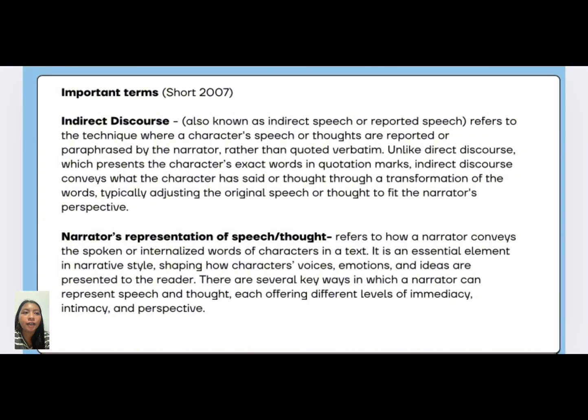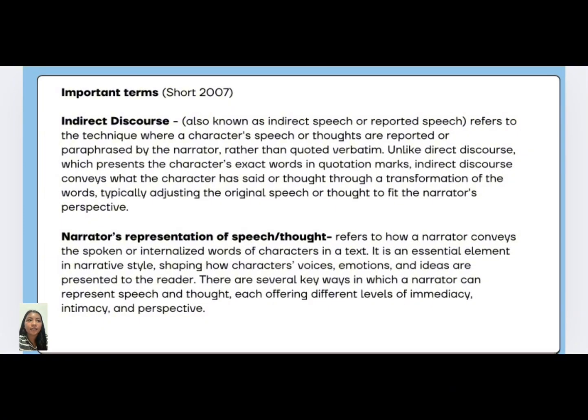So the third technique is the indirect discourse, also known as indirect speech or reported speech. It refers to the technique where a character's speech or thoughts are reported or paraphrased by the narrator, rather than quoted verbatim. Unlike direct discourse, which presents the character's exact words in quotation marks, indirect discourse conveys what the character has said or thought through a transformation of the words, typically adjusting the original speech or thought to fit the narrator's perspective.